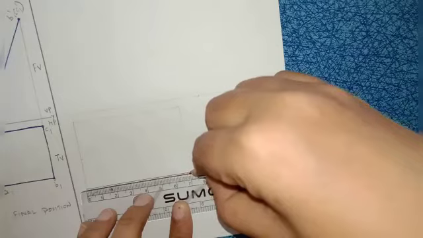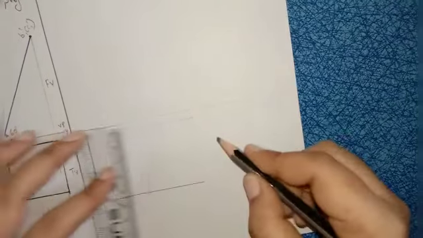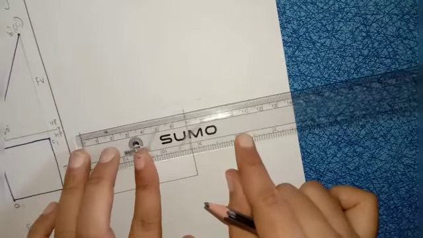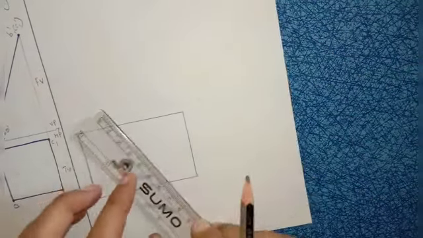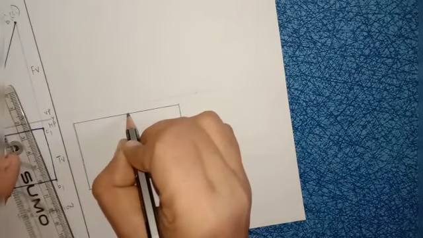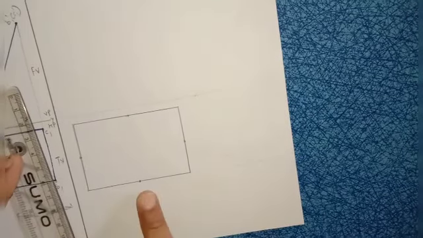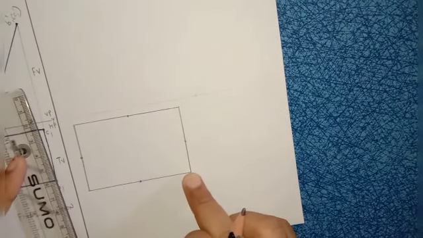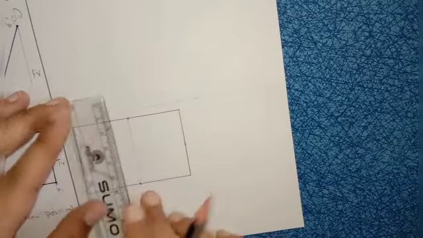Length is 70 mm. Breadth is 45 mm. Breadth is here 45 mm, right, and length is here 70 mm. First construct the rectangle. After constructing the rectangle, mark the midpoint for each side. 70 means midpoint is 35 and 45 means midpoint is 22.5, right? So mark the midpoints, right? After marking midpoints, join the diagonals.